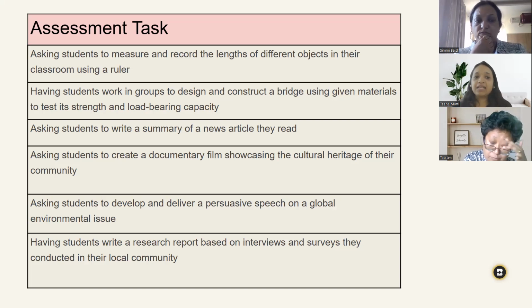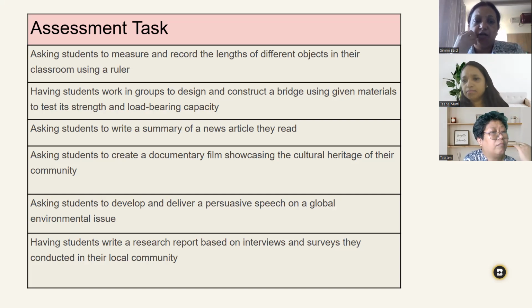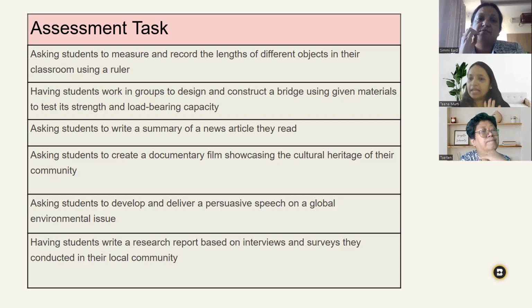Asking students to write a summary of a news article they read. The word limit is not given, and how much grammar should be covered is not mentioned here. If I'm asking a child to write a summary of a news article, that's it, that's the task. So what do you think? I am trying to assess whether the child could write a summary of an article.